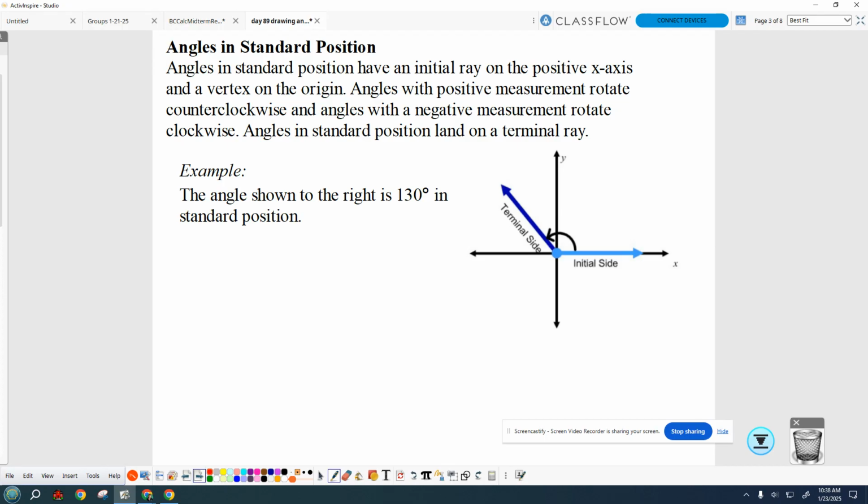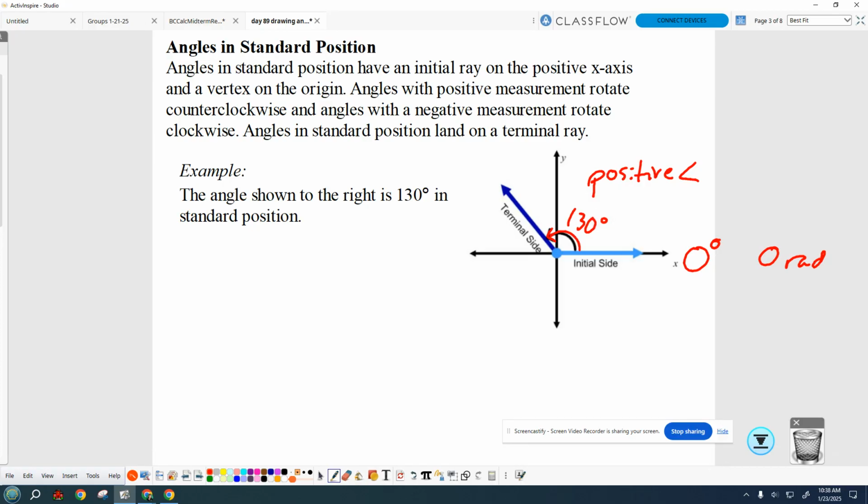Okay, we talked about this yesterday, standard position. The starting point, the starting side, this is 0, either 0 degrees or 0 radians. The positive angles go counterclockwise, and then the ending side of the angle, we call that the terminal side. It's where it stops. Buses stop at terminals, trains stop at terminals. It's the stopping point. This one they're saying, hey, look, this is the picture of 130 degrees.